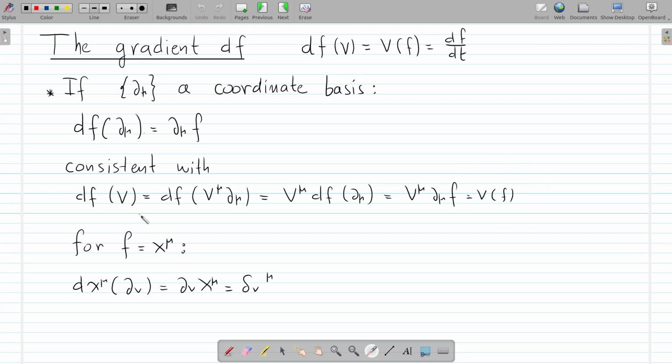For the particular choice of f being the coordinate functions x mu, we can repeat the same process. The gradient of one of those, let's say x mu, on any vector of the coordinate basis d nu is given by the partial derivative of x mu with respect to x nu. But this is the Kronecker delta shown here. So we see that dx mu forms a basis which is dual to the coordinate basis d mu. We will also call this a coordinate basis, of course a basis in the cotangent space.